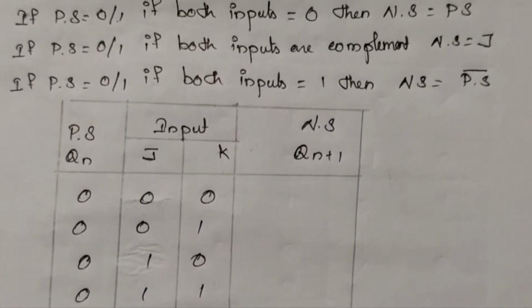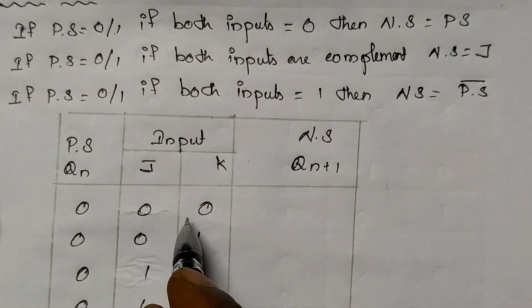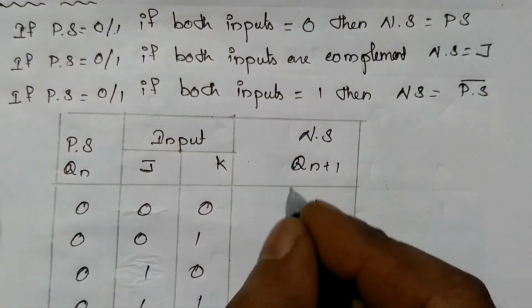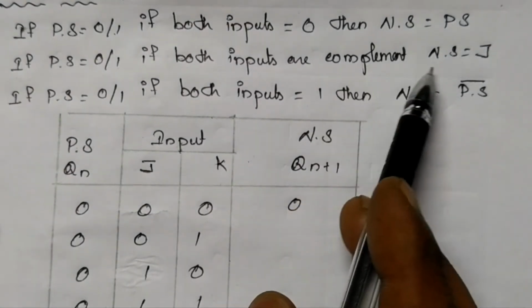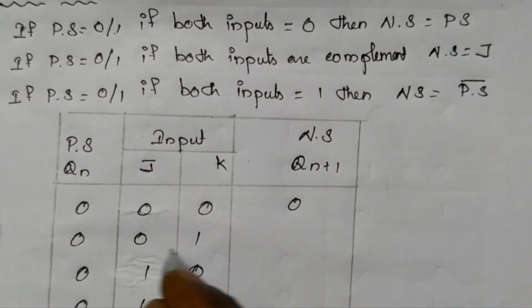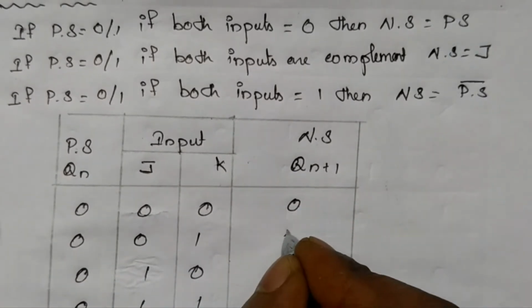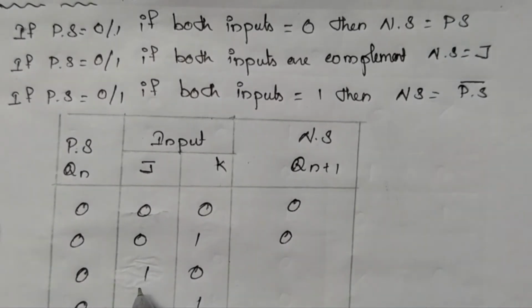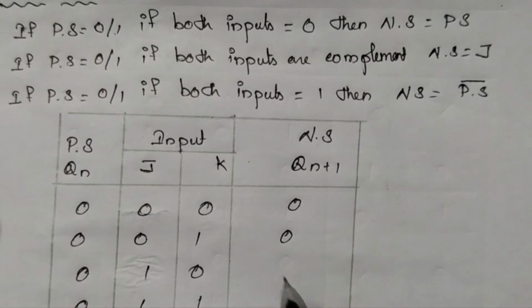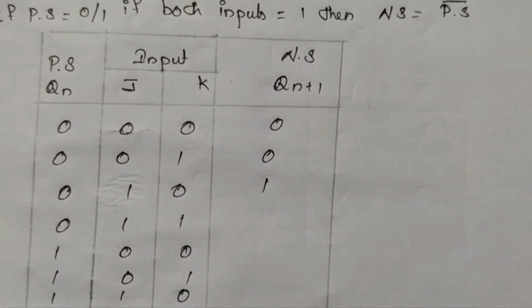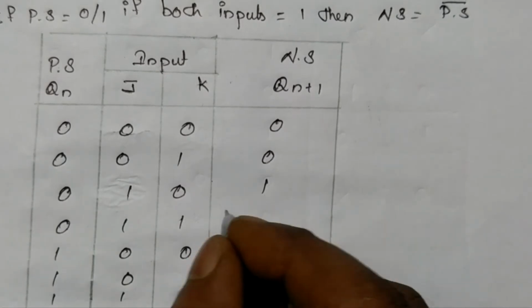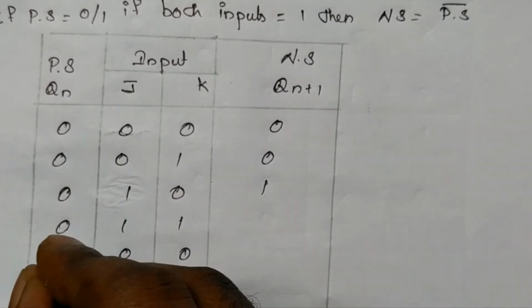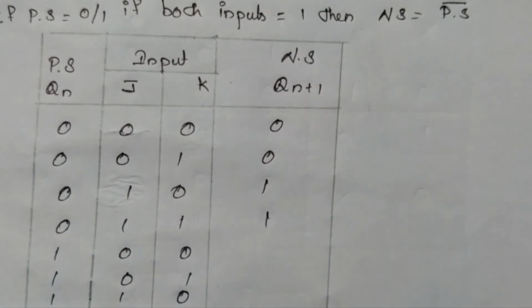From the conditions, if both inputs are 0, next state is equal to present state, which is nothing but 0. Then the next one, if both inputs are complement, next state is equal to J value. So complement, next state equal to J is nothing but 0. Likewise here also both the inputs are complement, therefore next state is equal to J value. Here the J value is equal to 1. Next condition, if both inputs are 1, then next state is equal to present state bar, which is nothing but here it's 0, therefore here we will have the value as 1.